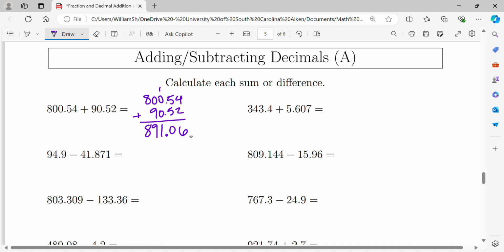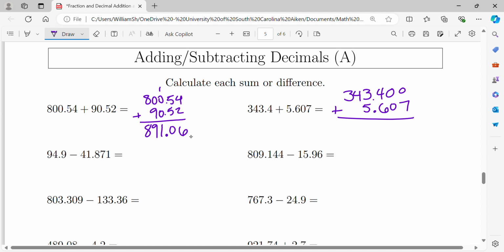Okay. Look at this one over here. I've got $343.40 plus 5.607. If I'm adding these two here, I'm going to write the first one down, and then I'm going to write the second one down where I am lining these decimals up. Now, to me, I can add these without having to add 0 placeholders. But if it makes you feel better, you can put some 0 placeholders in to help you add. It'll definitely help you subtract if you do that.